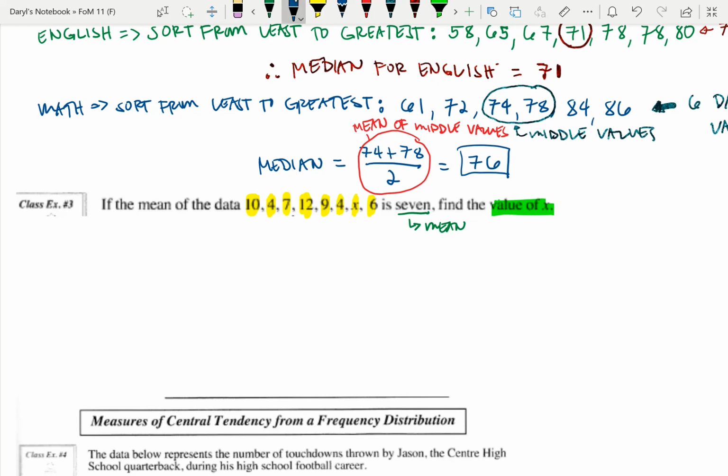So if you can remember again, the mean is given as the sum of the values divided by the number of values, or the data values, the number of data values.